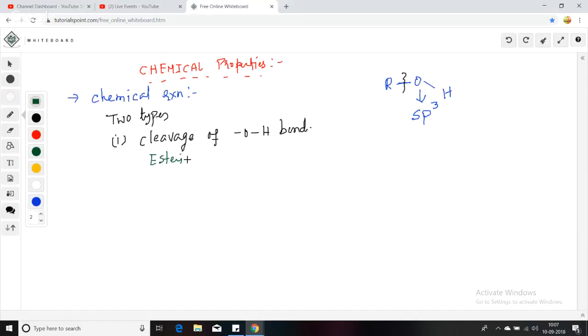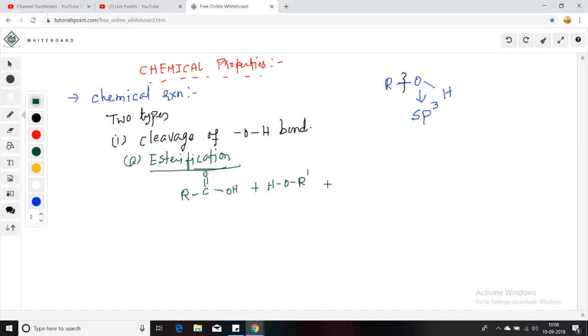Let's just see. First reaction, esterification. In this, as I told you, the OH bond breaks. Alcohols react with organic acid to form ester. Suppose I have taken an organic acid, that is a carboxylic acid, we have R, C double bond O, and OH. And when this reacts with any alcohol, suppose HOR dash.